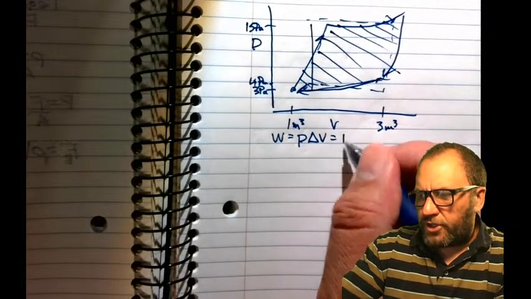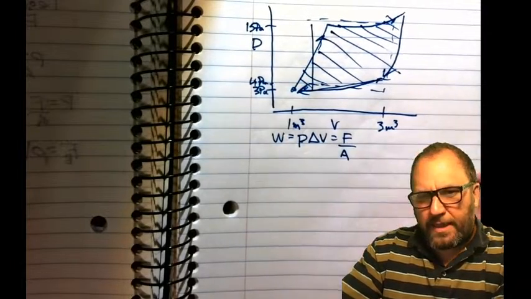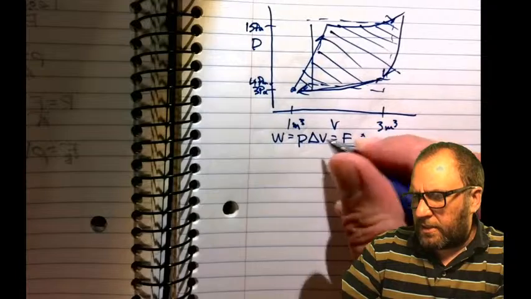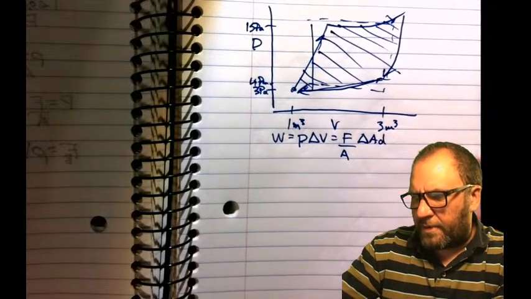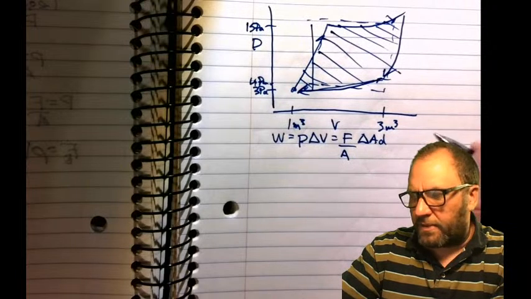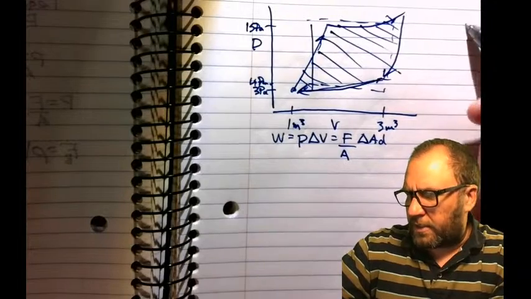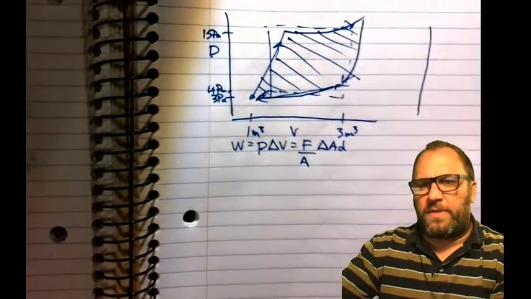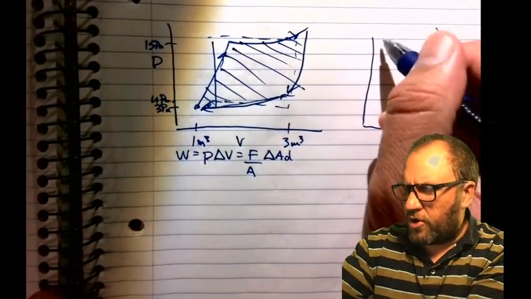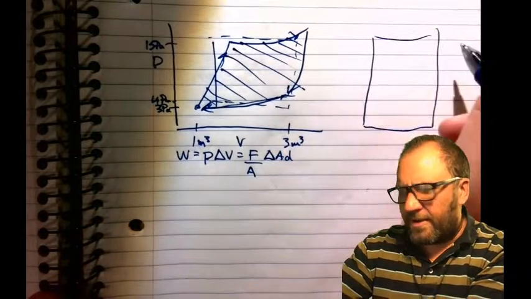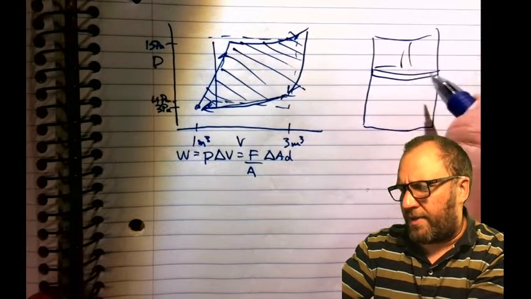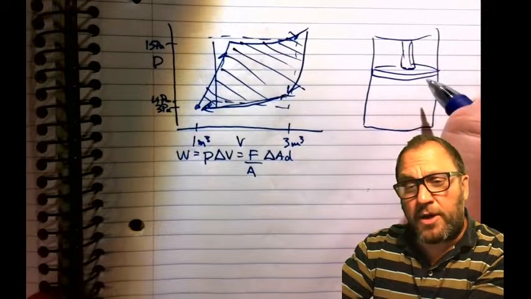Well, remember, pressure is force divided by the area, and we can also write delta V as the area times delta d. Oh, and look at this, our area is not changing, so let's say we have some kind of piston or cylinder. Okay, so let's draw a piston over here. Why not? All right, so here's our piston. We didn't talk about pistons enough, and that's one thing I really regret. You can read about pistons later.